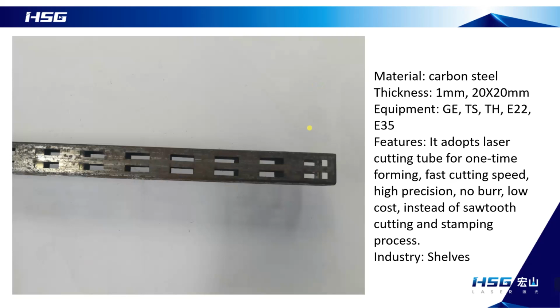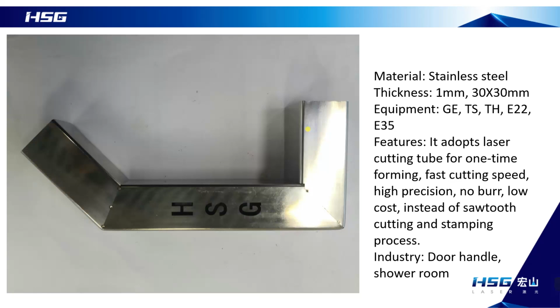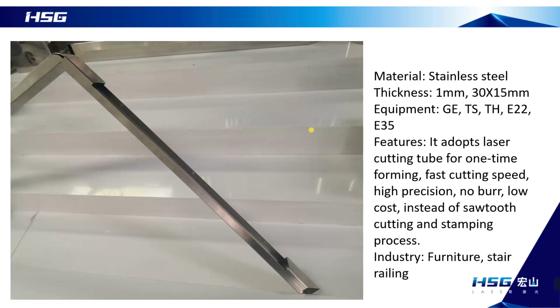This is our stainless steel square pipe splicing process. It is cut by a pipe cutting machine and welded by a welding machine, two kinds of equipment cooperating. It can be applied to door handles, shower rooms and other industries. This is also a splicing process.